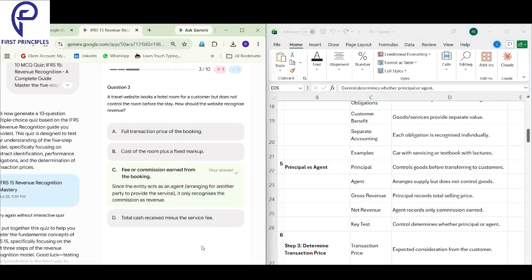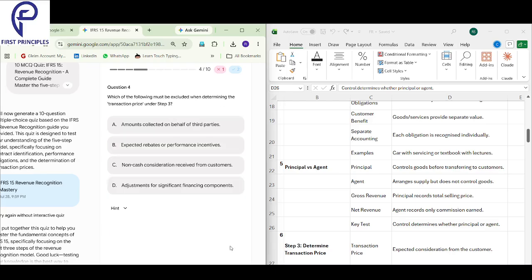Okay, so a travel website books a hotel room for a customer but does not control the room. How should the website recognize the revenue? The website does not control the room, right? Who controls? We have studied this. The principal controls the goods. Agent only gets the customer.